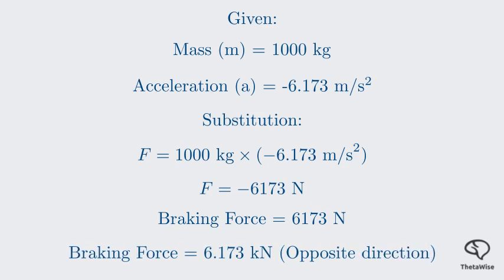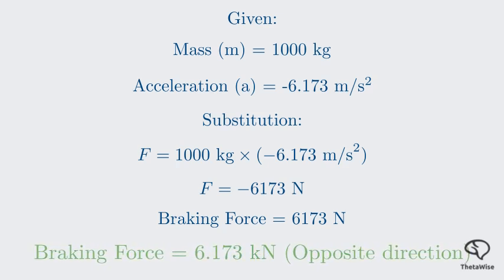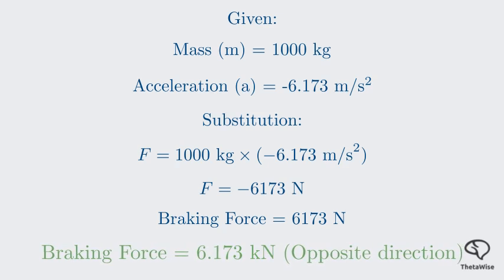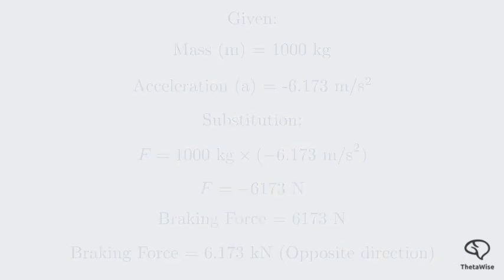Let's verify this with the memo. The memo gives the answer as 6.173 kilonewtons in the opposite direction. Our calculations are a perfect match. So we've now calculated both the deceleration and the braking force for the truck. You can see how one calculation often builds on the previous one. Next, we'll tackle a more complex scenario, a car on an inclined plane.